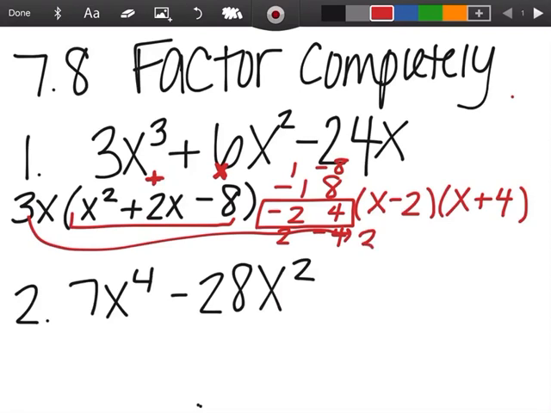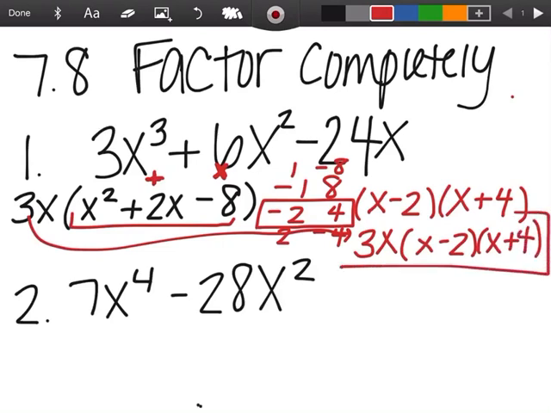And so I don't want to lose my 3x. So my final answer completely factored is 3x times x minus 2 times x plus 4. So that whole thing. So I'm not done until I've factored it completely. And if you multiplied all of those things out, they would all multiply together and get you back where you started. So number 2, what is the greatest common factor?